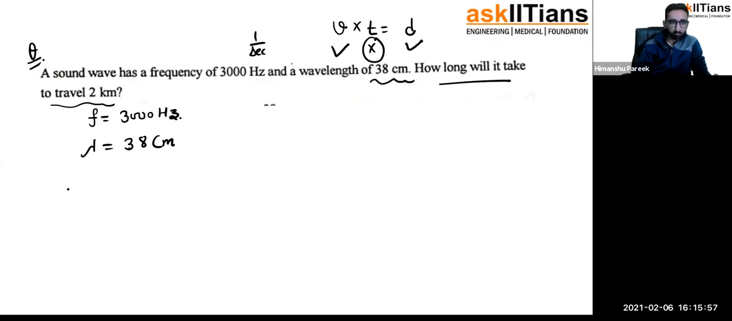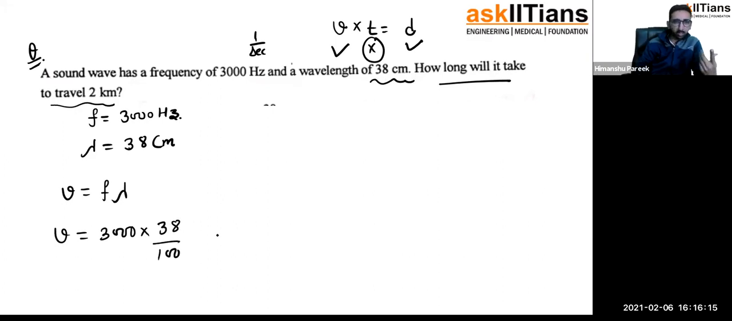So how to find out velocity? Very simple. Frequency multiplied by wavelength. That's the velocity. Now frequency is 3000 hertz, but remember, I should convert lambda from centimeters into meters, because everything I'll be using in meters per second. Okay, so I have converted this into meters. Now two zeros will get cancelled out and we'll get 30 multiplied by 38. Let us keep it here as it is. Later on we'll solve it. All right. So 30 multiplied by 38 meters per second now.